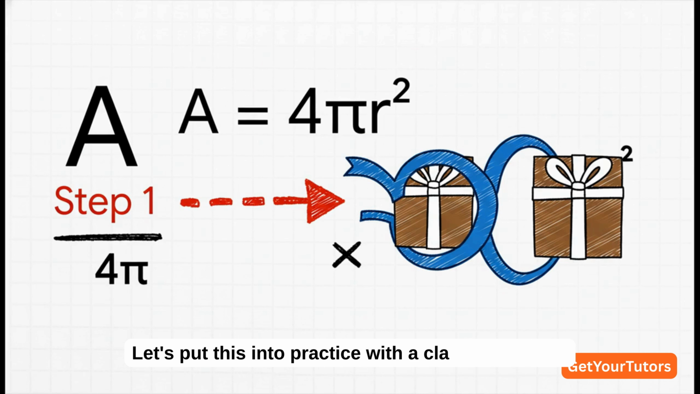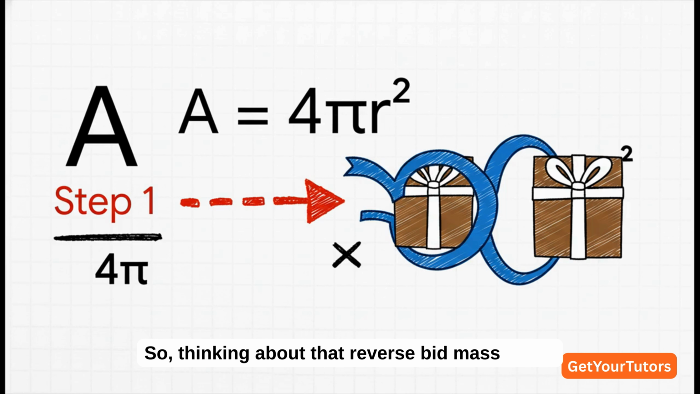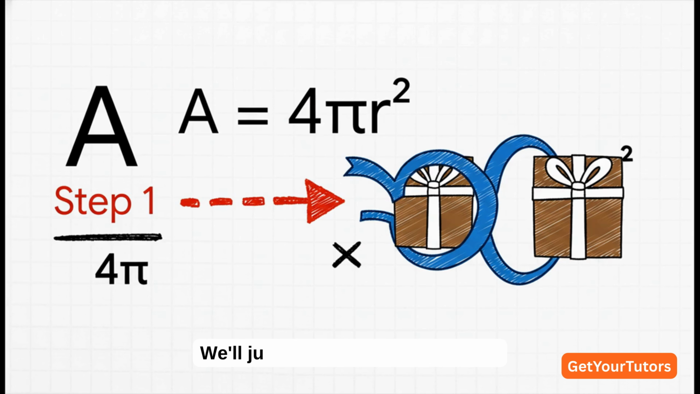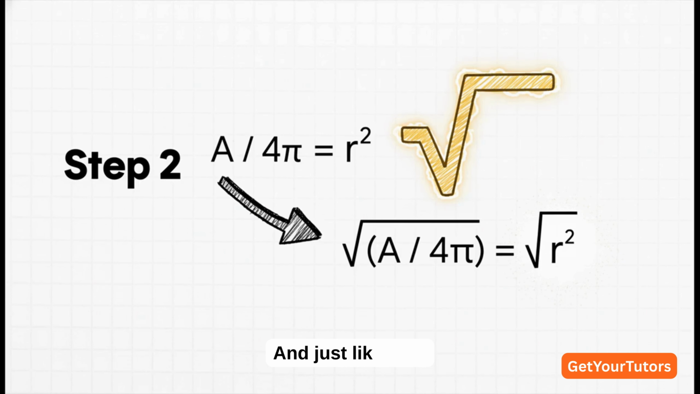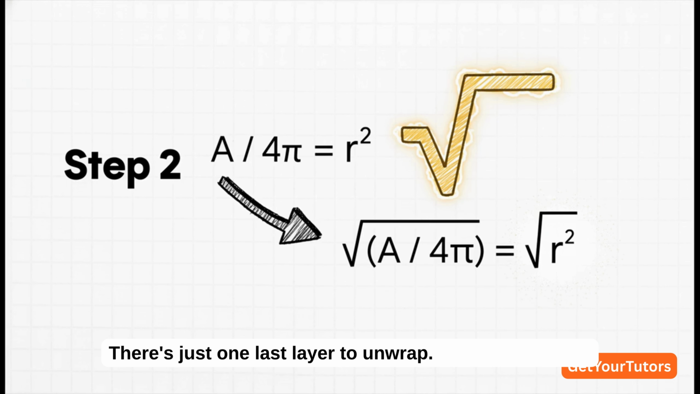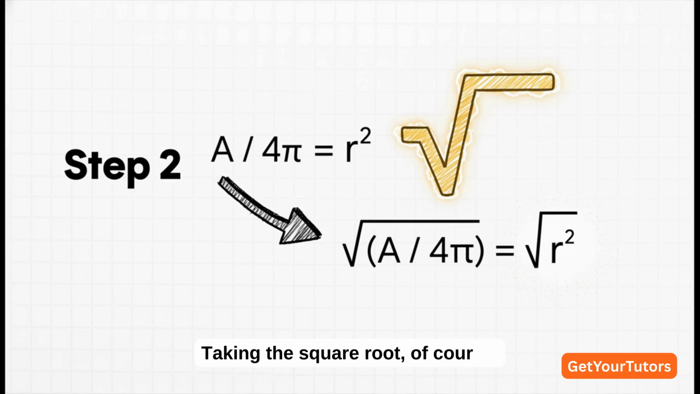Let's put this into practice with a classic problem. We want to make R the subject here. So, thinking about that reverse BIDMAS thing, what's happening to R? Well, it's being squared, and then it's all being multiplied by 4 pi. So to undo all that, we go backwards. The last thing was the multiplication, so that's the first thing we undo. We'll just divide both sides by 4 pi. And just like that, R squared is almost free. There's just one last layer to unwrap, that little square. So what's the opposite of squaring something? Taking the square root, of course. We do that to both sides and bam, there you have it. R is all by itself.